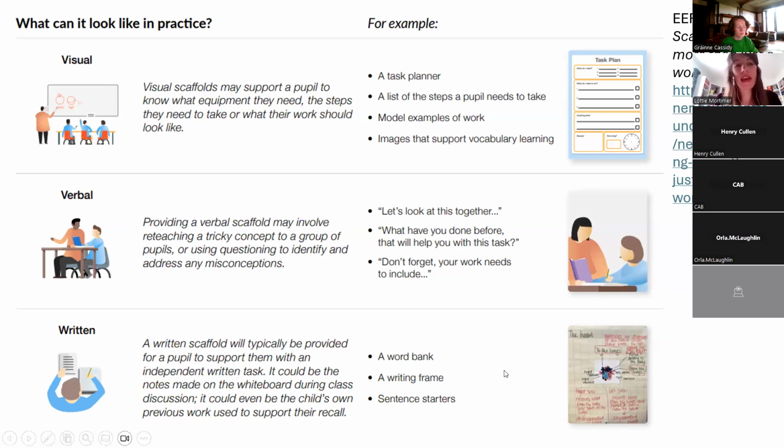And similarly, we might have written scaffolds. You don't have to write loads and loads of extra stuff. A word bank, give them some extra vocab. Writing frame, if you're teaching literature, we'll give them some sentence starters on how to do that 16-mark essay. So some of these things can be really, really simple, visual, verbal, and written.